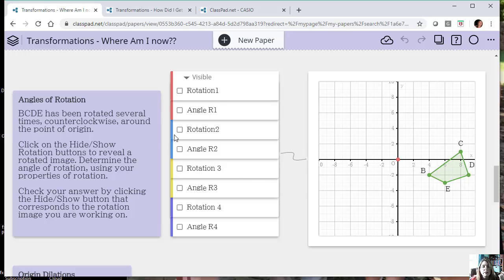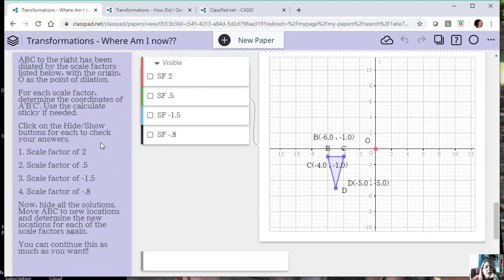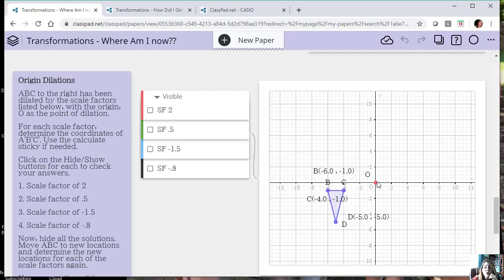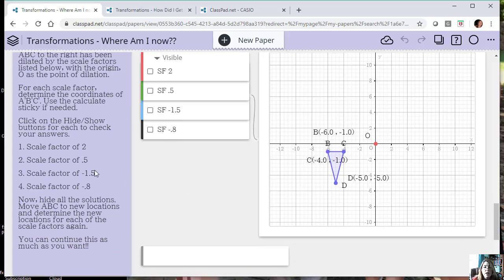Then we scroll down, there's angle of rotation, same thing. If we rotate, they're going to click and look at the rotation and then determine what the angle was and check their answer. So it's applying properties once they've seen a rotation. And then dilations around an origin. What happens if we have a scale factor of 2? What are the coordinates if we're dilating with the origin? Again, they're testing their understanding of dilations, and they can use this calculator here to figure out the coordinates and then use the hide show buttons to check their solutions.